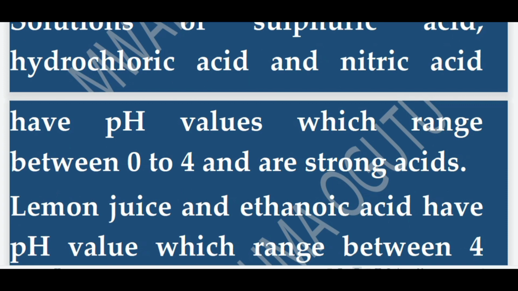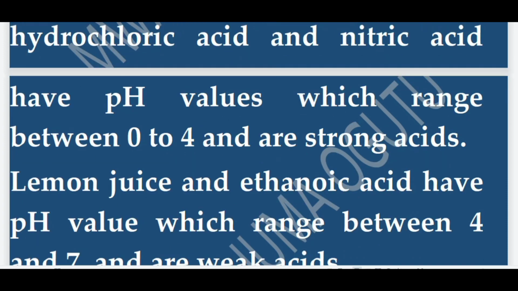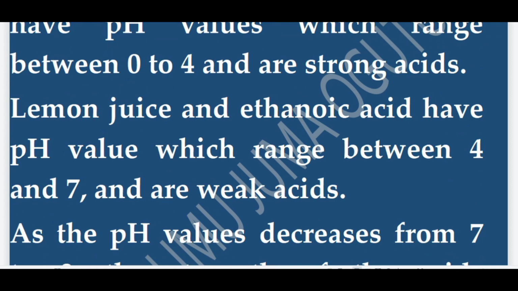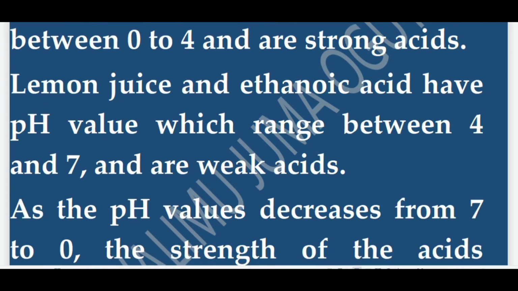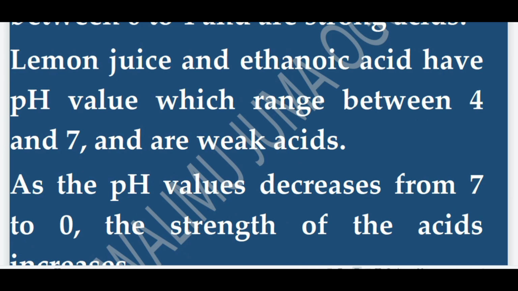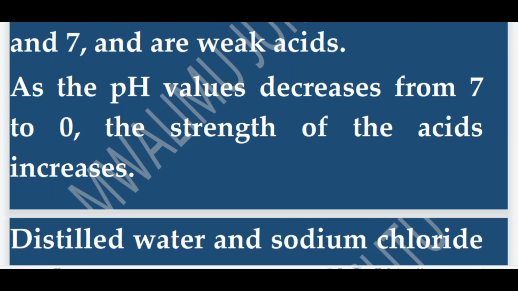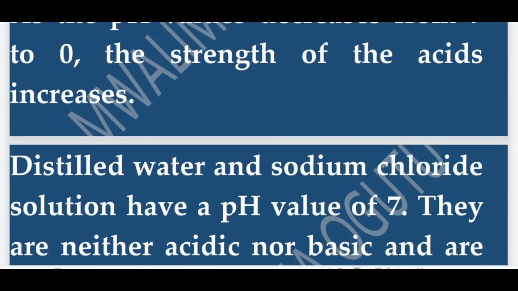Then you have lemon juice and ethanoic acid. They have values which range between 4 and 7. So from 4 to 7 we have weak acids. From 7 to 0, as the pH values decrease, the strength of the acid increases.